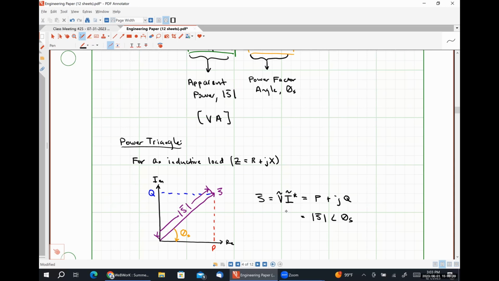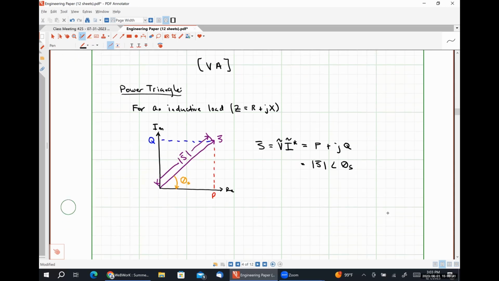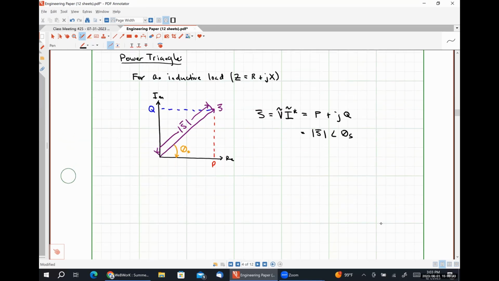So let's put this into practice. Sorry, there is a slight delay with what I'm seeing on your tablet. The only one we'll need is S bar equals V tilde I tilde conjugate. Yeah. Okay, I'm just confirming.